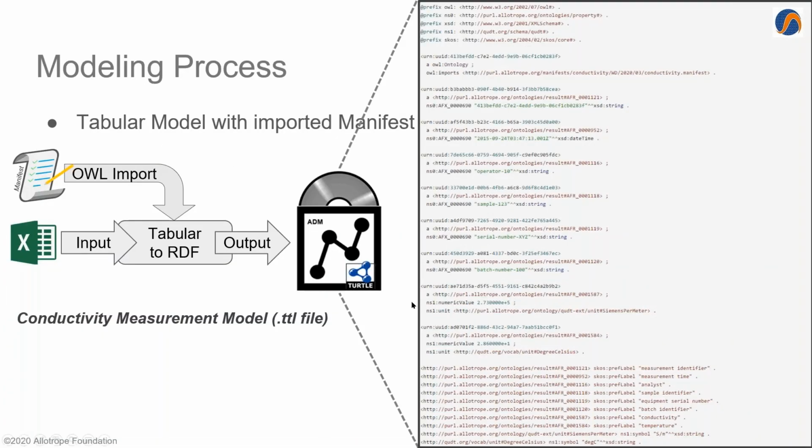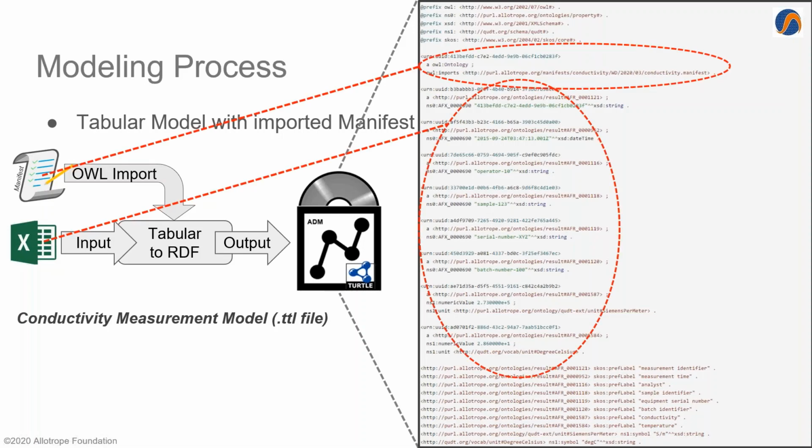Now that we are going through the modeling, we're using the Excel spreadsheet to plug it into our Tabular to RDF conversion tool. The conversion tool imports the manifest file, if you remember, the manifest file, which in turn imports the shape and the vocabulary. And the Tabular to RDF tool outputs the ADM data instance. And we see this in Turtle format.